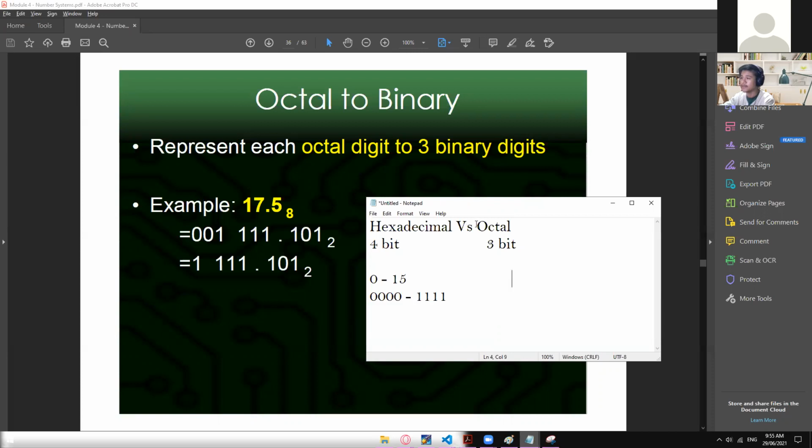But for the octal, it's represented by 0 to 7. And 0 is 000, so you need 3 bits only, and then 111 for 7. So as you can see, you don't need 4 bits on this one. You don't need to say 0000 or 0111. You can have only up to 3 bits.